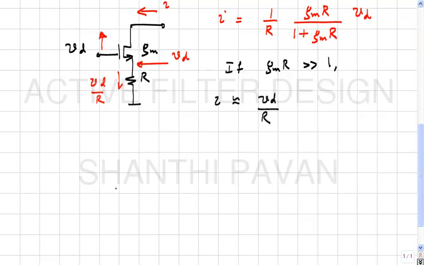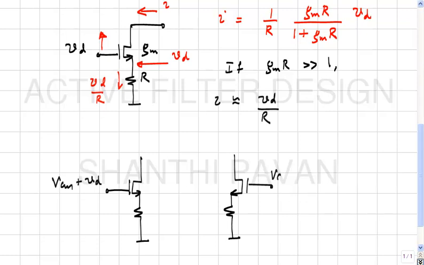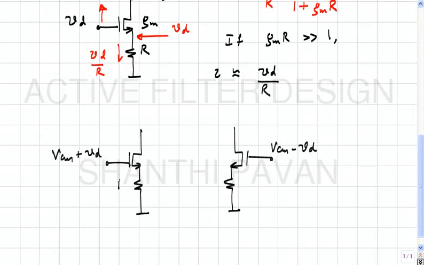One way of making a real circuit: this is VCM plus VD, VCM minus VD. This is R, and sure enough this gives you some quiescent current. What would be the quiescent current? VCM minus VGS by R, and what is VGS?